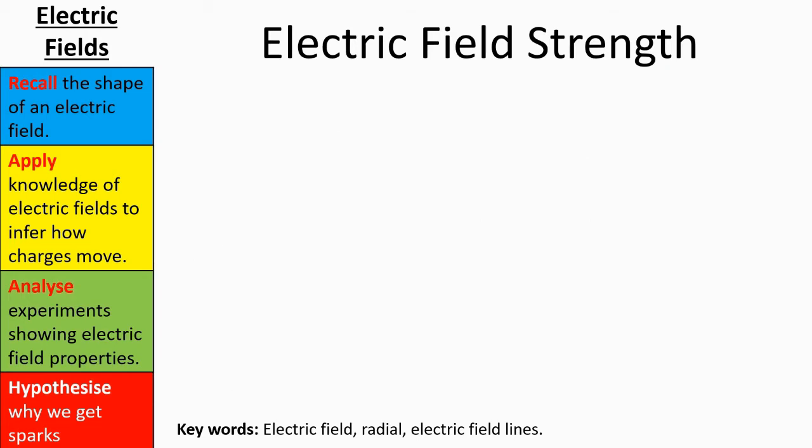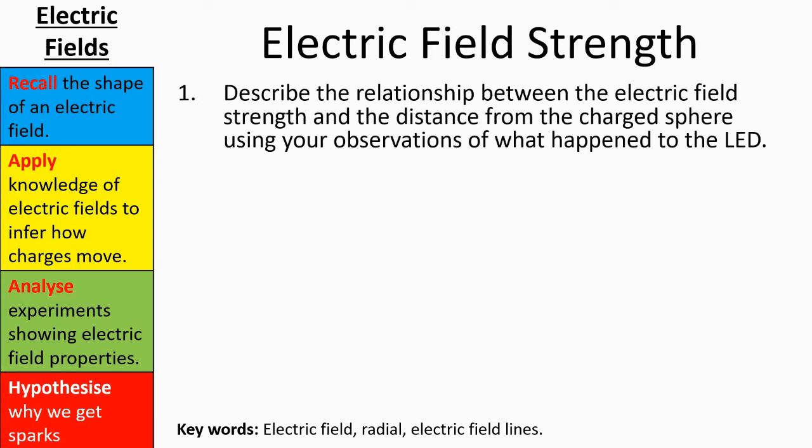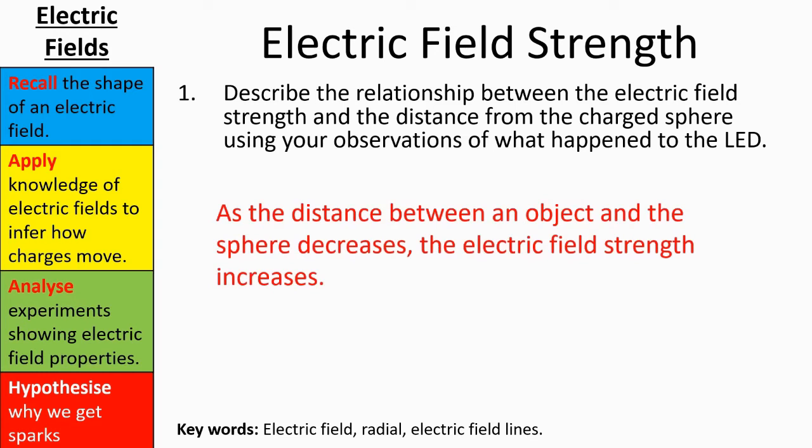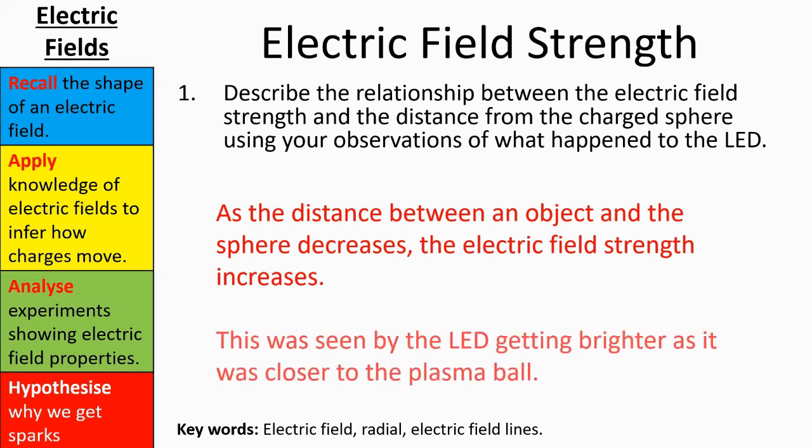Let's check your answers. Question 1. Describe the relationship between the electric field strength and the distance from the charged sphere using your observations of what happened to the LED. Well, as the distance between an object and the sphere decreases, the electric field strength increases. This was seen by the LED getting brighter as it was closer to the plasma ball.